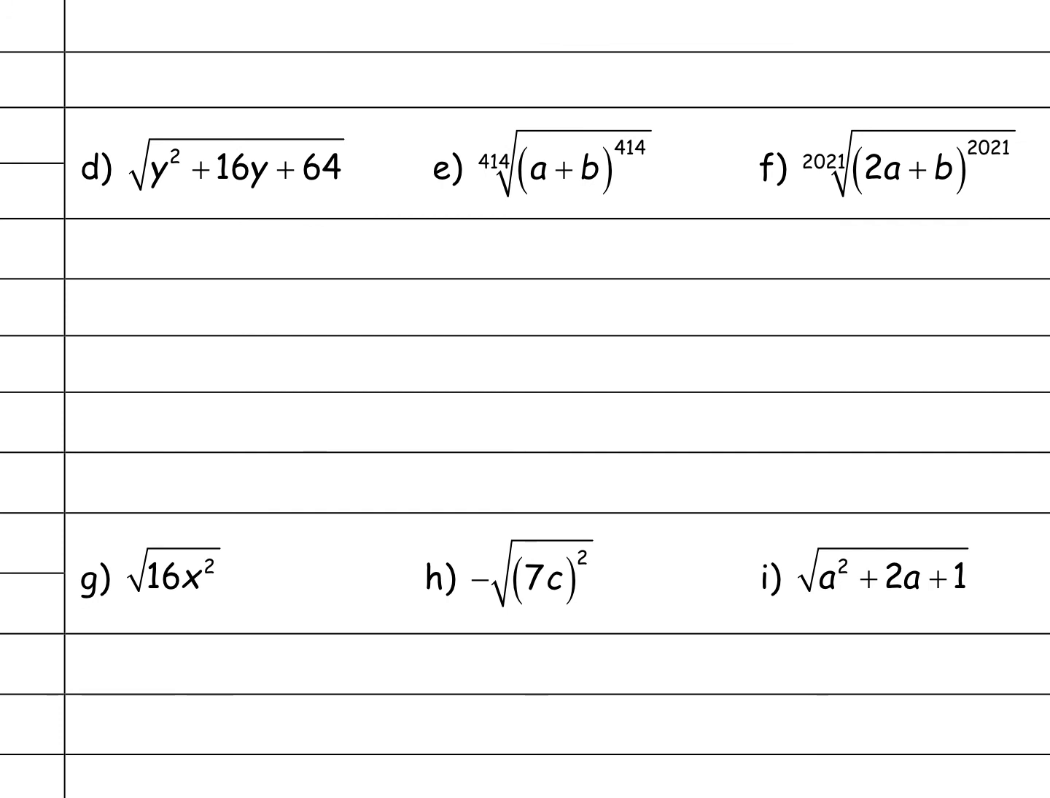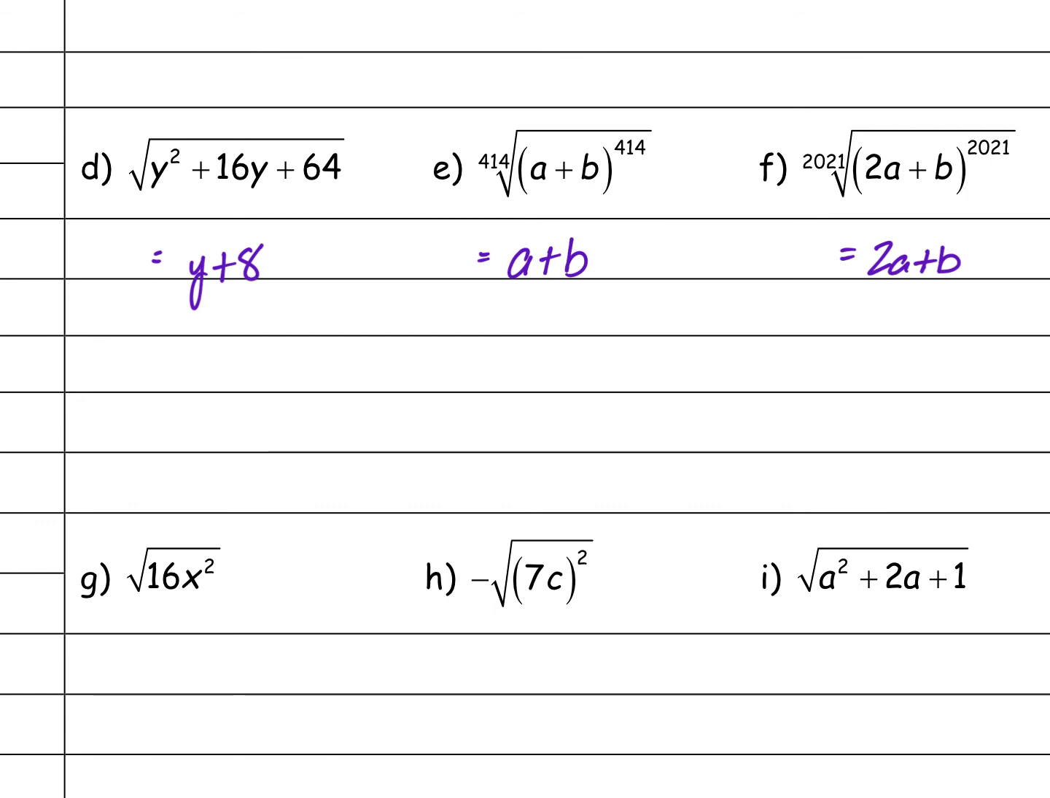Okay, D, the square root of y squared plus 16y plus 64 should be y plus 8. The 414th root of a plus b to the 414th should be a plus b. I should have equal signs in here. Okay, and then the 221st root of 2ab to the 221st should be just 2ab, 2a plus b. I said 2ab, didn't I? Whew. Okay, questions so far? Are we okay?